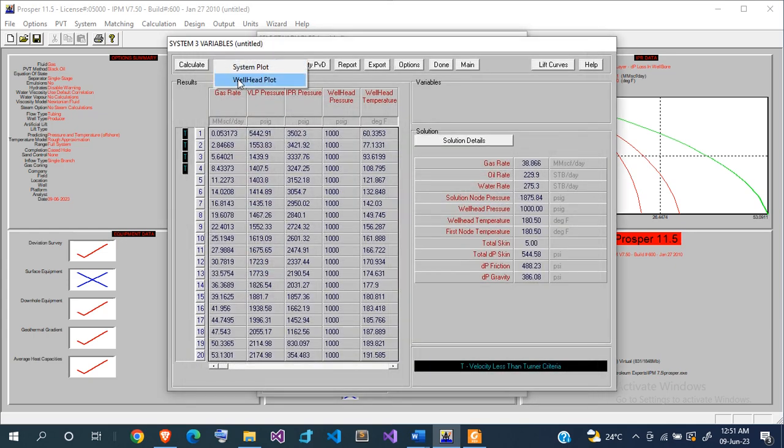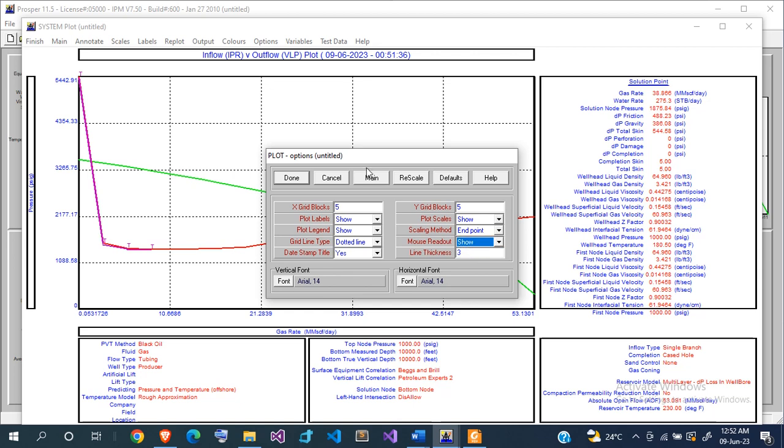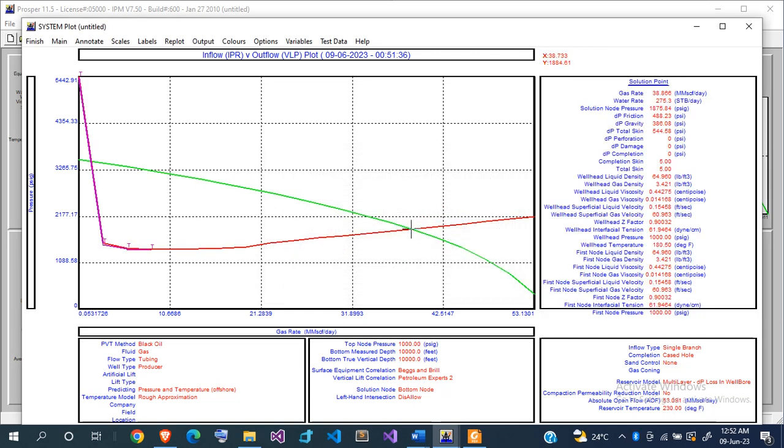You can plot the system total, the system production, so as to know. Okay, so this is on the pseudo steady state, and this is what you actually have. That's the production rate. You're producing about 38 or 39. Let me bring this up. Options, mouse readout. I'll show that. Done. So keep your eye on this. We should be having about 38 million scf per day. That will be the production. I think we can get a value from somewhere here. Yeah, gas rate 38.866 million scf, and that's all we're having.